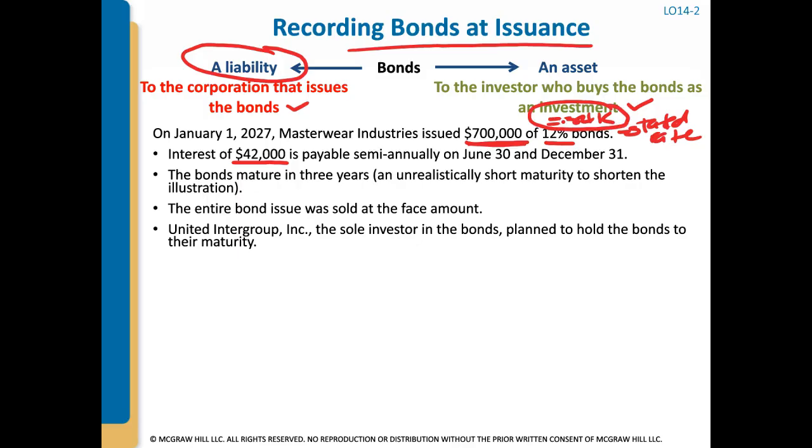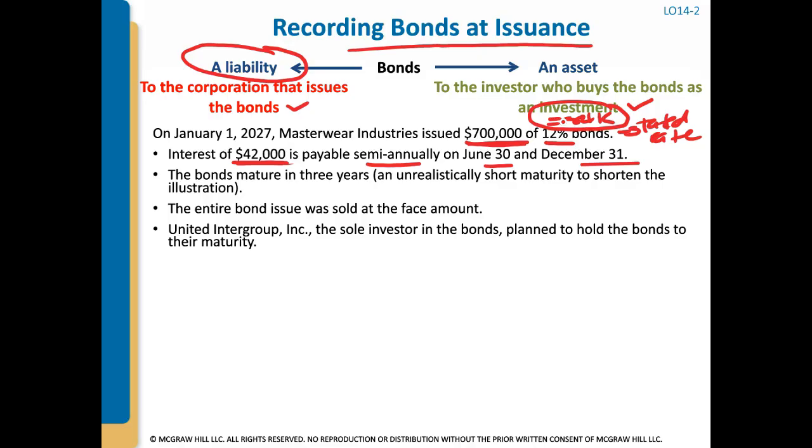It goes on further to tell us interest of $42,000 is payable semi-annually on June 30th and December 31st. Well, the $84,000 is an annual amount, so if we get paid twice a year, you have to split that in half. So there's a $42,000 interest payment that is going to be made on the 30th of June and December 31. The bonds mature in 3 years. Bonds usually have a longer maturity date, but just for purposes of this illustration, they made it short.